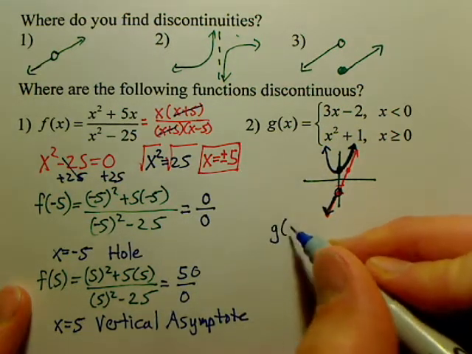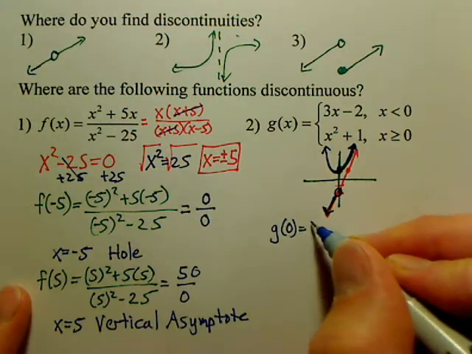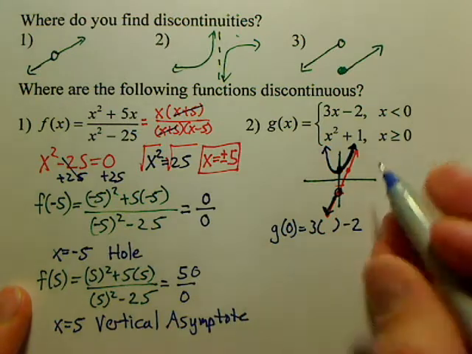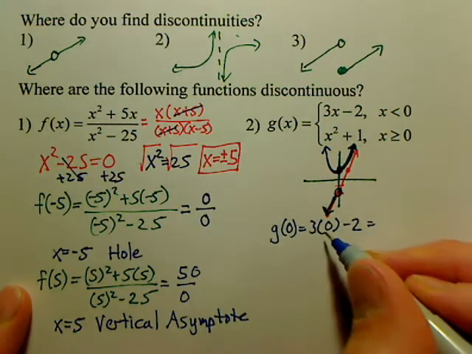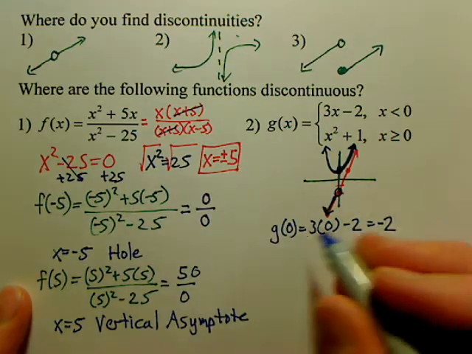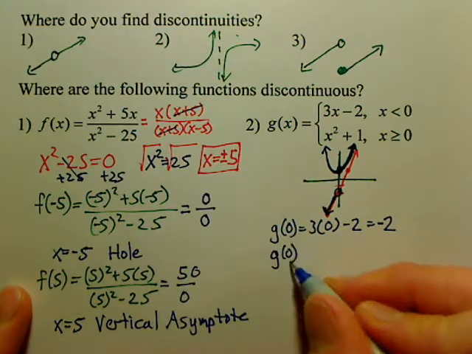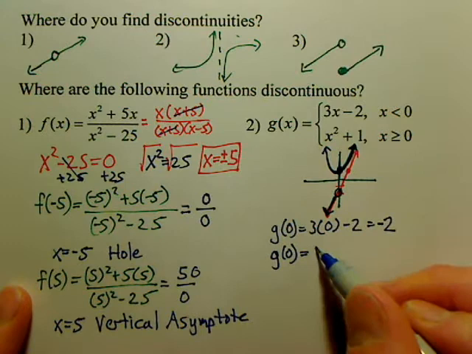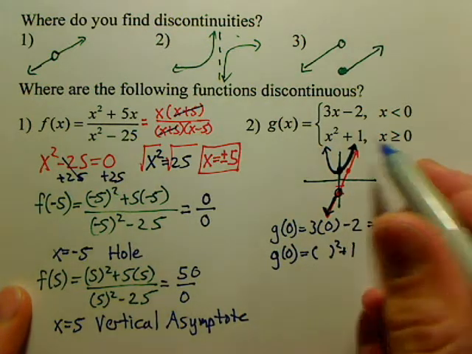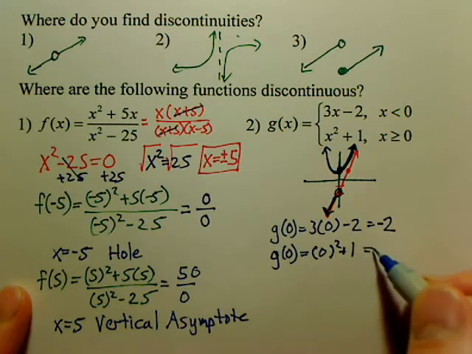So for g of 0, for the 3x minus 2, I'm going to plug in 0. That would be 3 times 0 is 0. 0 minus 2 is negative 2. And the other g of 0, the other side, would be x squared plus 1. Well, we plug in 0 again. 0 squared plus 1 is 1.